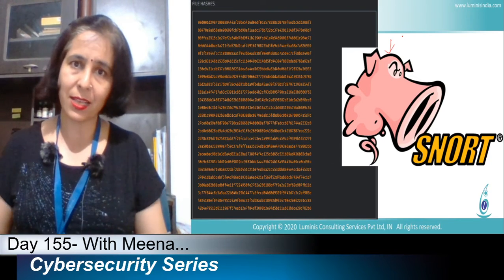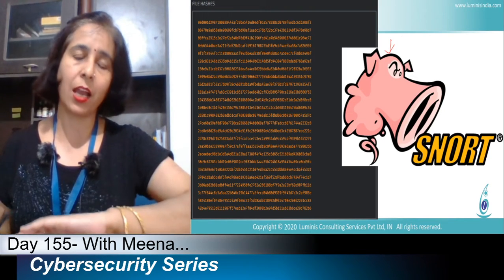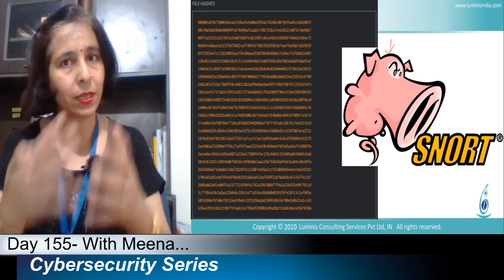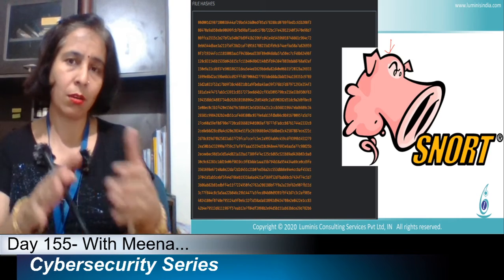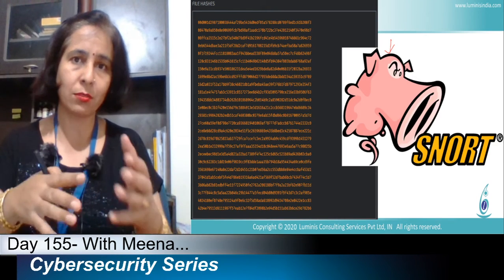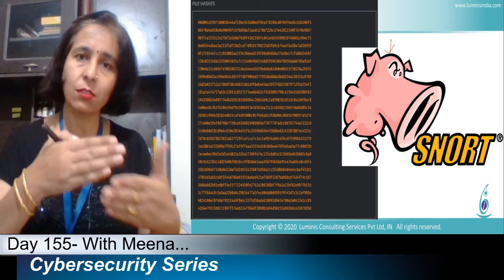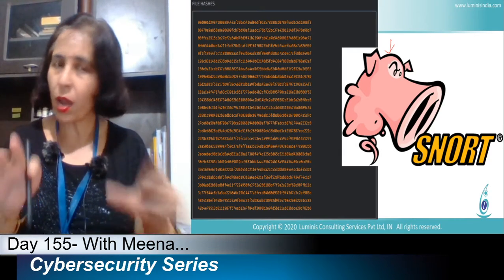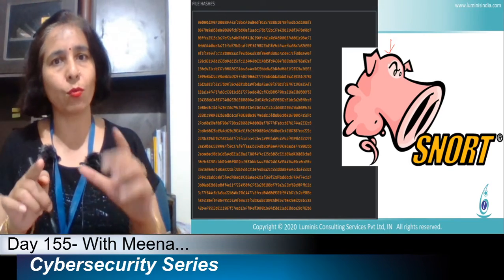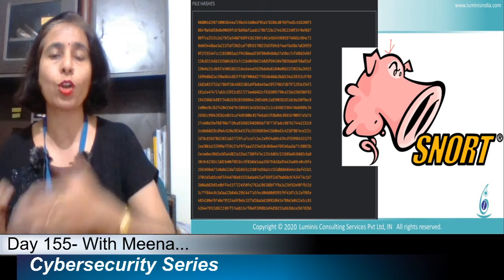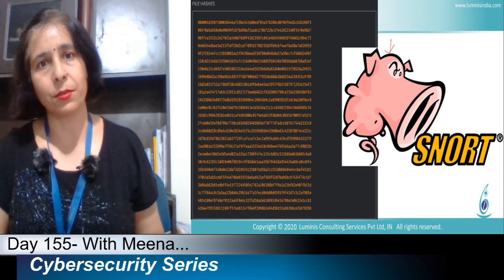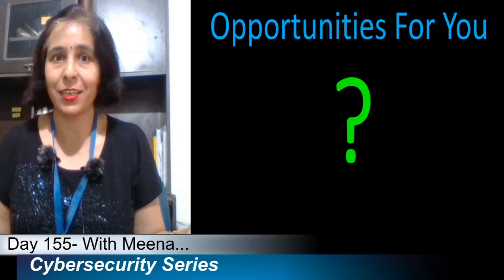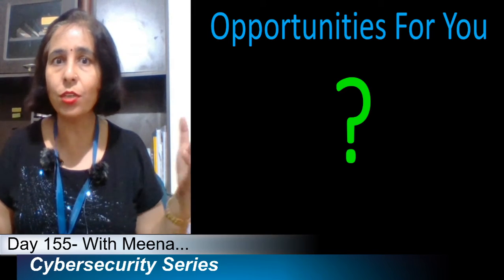As soon as those signatures are available, we must include them in our database, so that whatever new attacks hit your network, you can find them by matching against this existing database and stop them. So I hope you understood the crucial role of IPS and IDS for cyber security. Clear? And what type of opportunity there can be, you need to think.